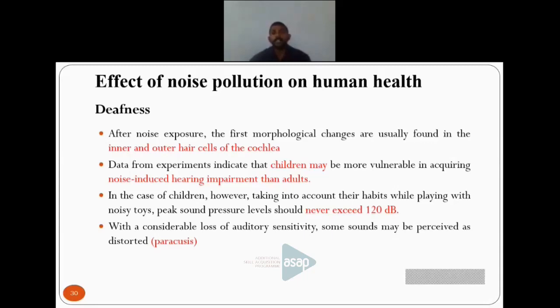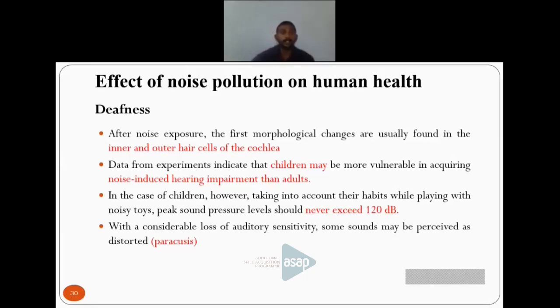Next is auditory sensitivity. We have already seen that sound reaches the auditory nerves, then reaches the brain, and the brain accepts it as sound. So if the auditory sensitivity is damaged, the sounds coming to our ear will be distorted. That is a disease called paracusis, where we receive distorted sounds. We may not be clear what sound is coming.